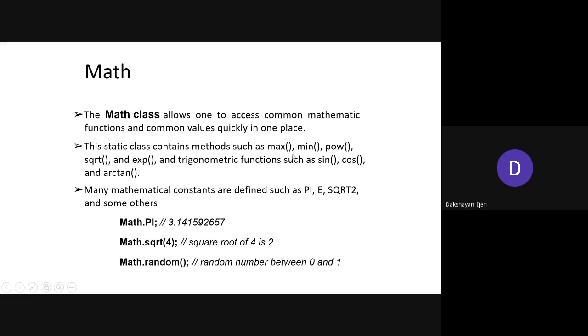So the max method identifies the maximum value among the numbers. Min is used to identify the minimum value. Power is used for calculating the power of two values. As usual, square root is used to calculate the square root of a number, and this is exponential, sine, cos, and tan. So all these are mathematical methods. All the mathematical methods that you usually calculate using a scientific calculator can be done using the Math object in JavaScript here.